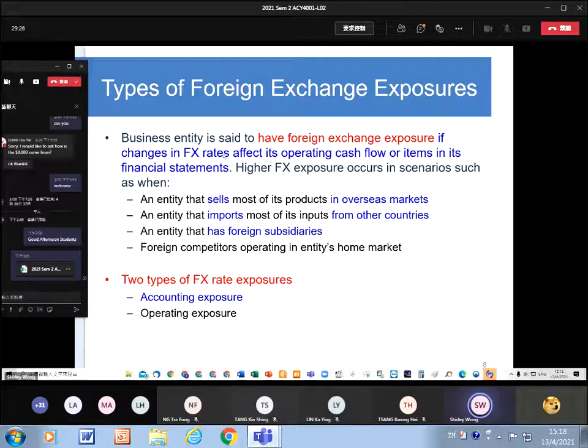And then once you deal with foreign exchange, when there is a change in the exchange rate, you will suffer foreign exchange exposure, because the ups and downs of the foreign exchange rate will finally affect your financial statement and affect your operating cash flow. Then we will say that this company has a foreign exchange exposure.